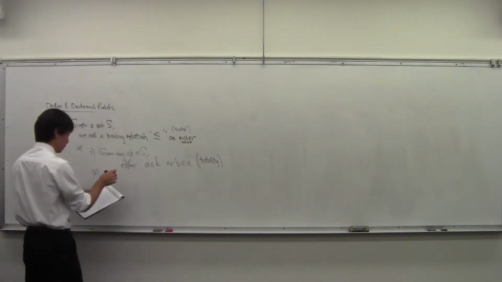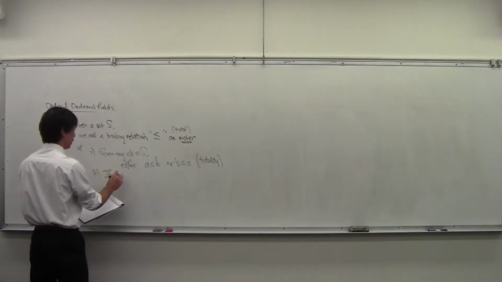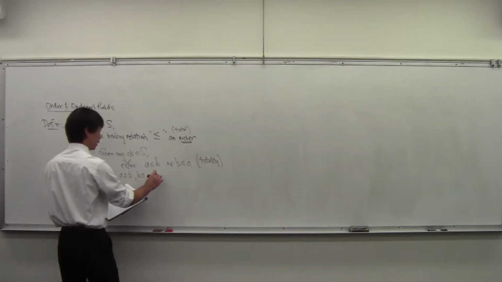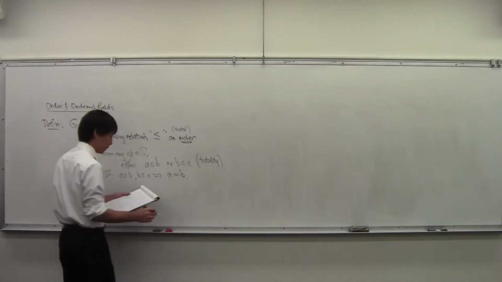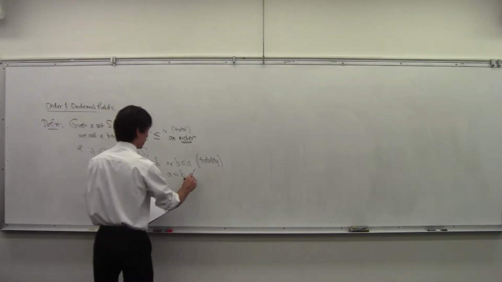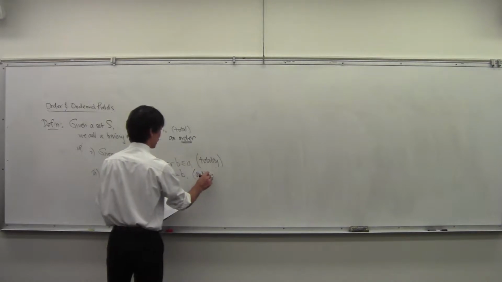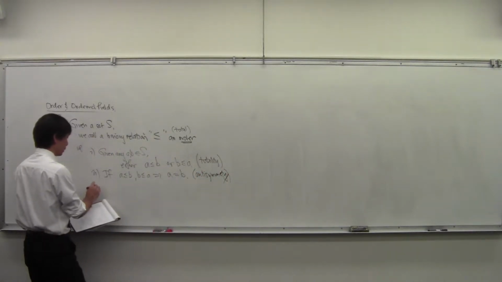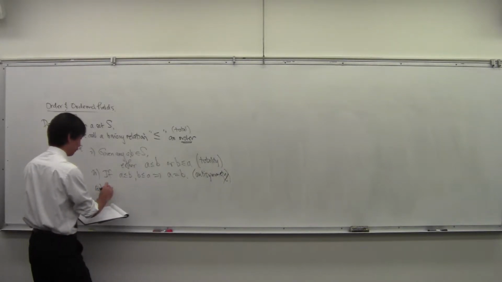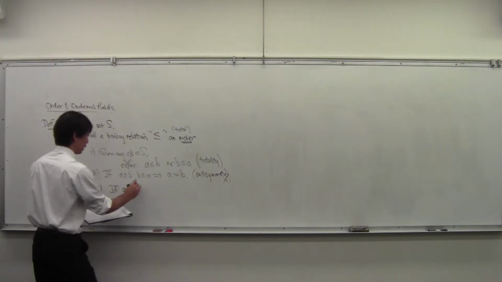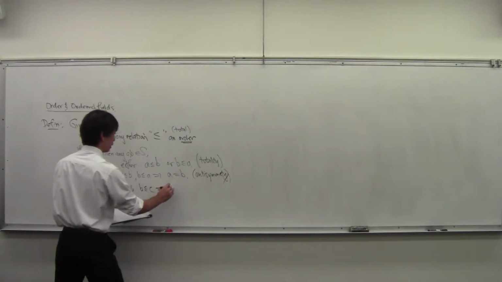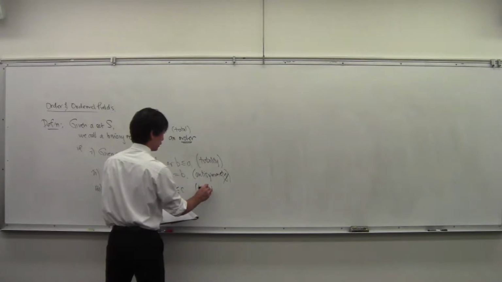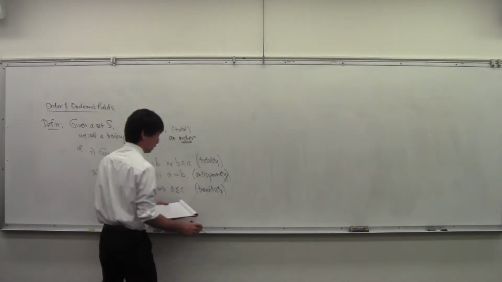Okay. Second property is if both of these things are true, if A is less than or equal to B and B is less than or equal to A, then A and B must be equal. This property is called anti-symmetry. Property number 3 is that if A is less than or equal to B and B less than or equal to C, then A must be less than or equal to C. It's called transitivity.